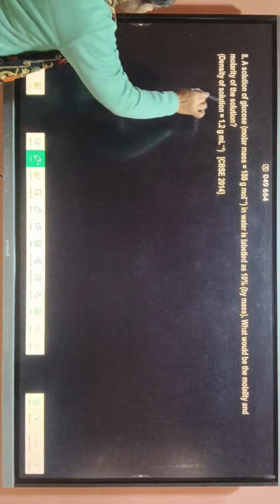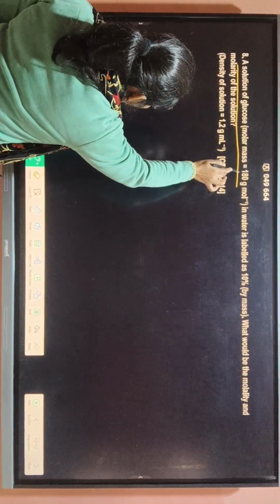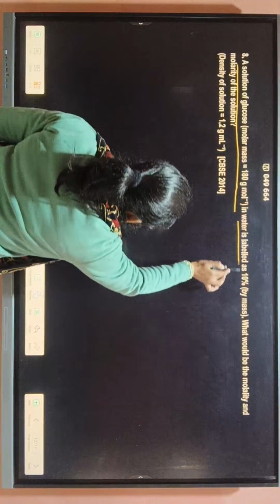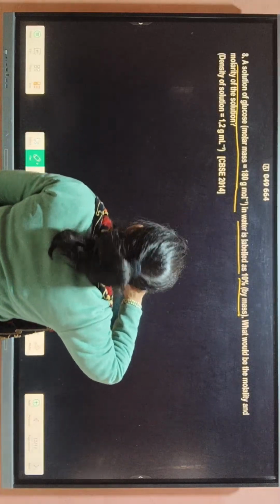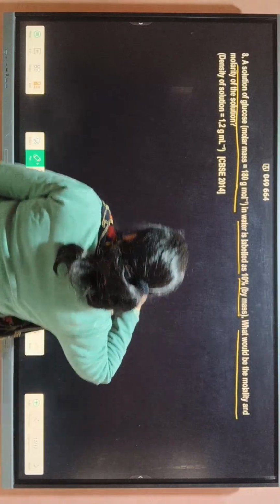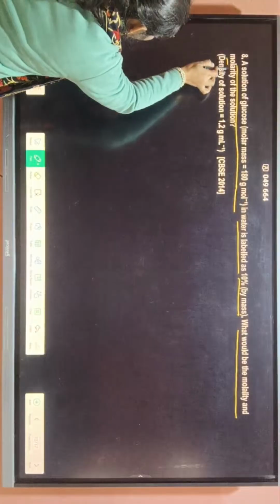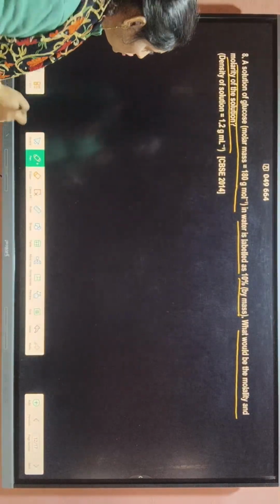Now students, our next question: a solution of glucose, molar mass 180 gram per mole, in water is labeled as 10% by mass. What would be the molality and molarity of the solution?